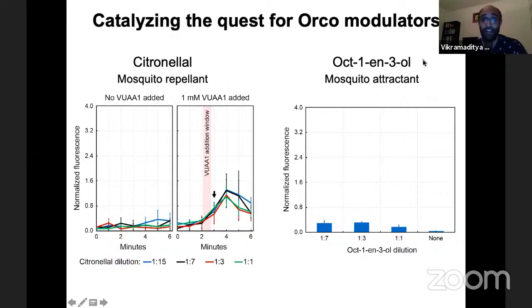OCT1N3-ol is a molecule in human sweat that is a known attractant of mosquitoes. It is not shown to ever bind to ORCO, and we are able to confirm those results. So whatever results people have painstakingly studied in mosquitoes over several decades, we have been able to replicate in our system in a matter of weeks. And we now possess one of the most powerful biosensors to discover repellents.